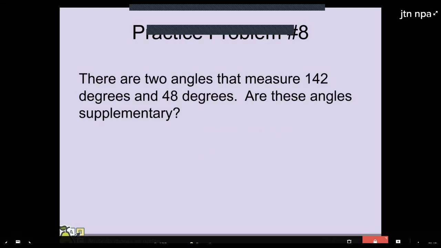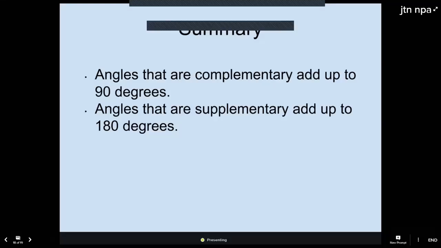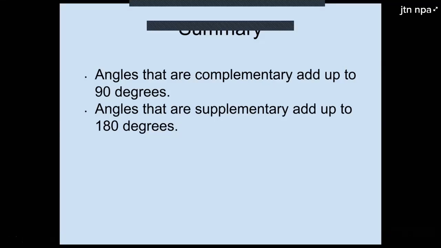All right, so summary of today's lesson. Angles that are complementary add up to 90 degrees. Angles that are supplementary add up to 180 degrees. So pretty simple idea today. Hopefully it makes sense because we're going to be building on this, but I wanted to start simple before I put all the algebra into this and all the addition segment stuff. And so hopefully this makes sense. We've got a good building block.